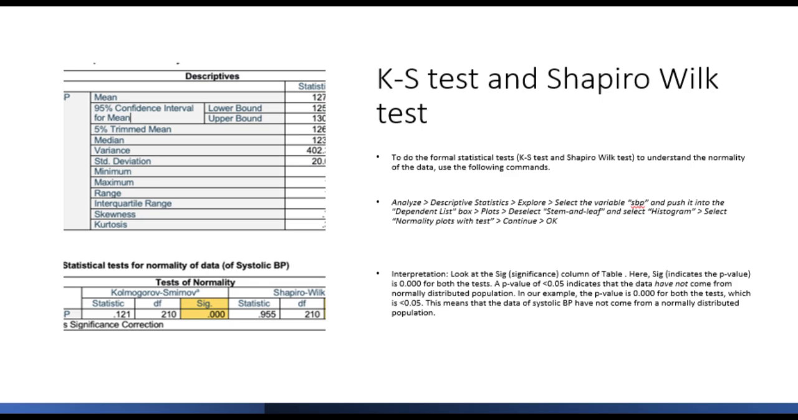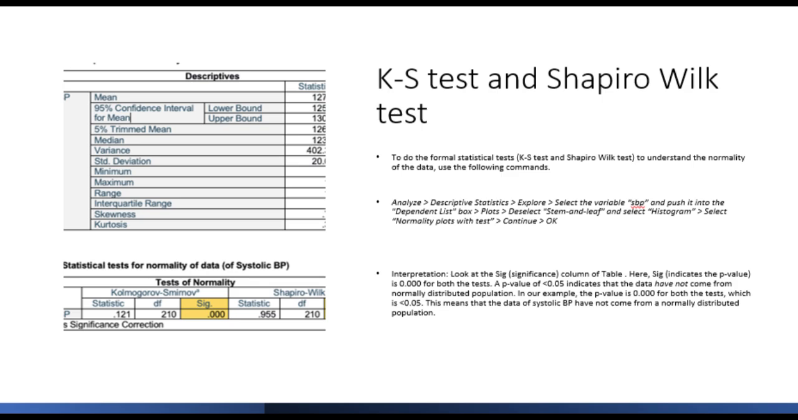Look at the Sig., significance column of the table. Here, Sig. indicates the p-value, which is 0.000 for both the tests. A p-value of less than 0.05 indicates that the data have not come from a normally distributed population.